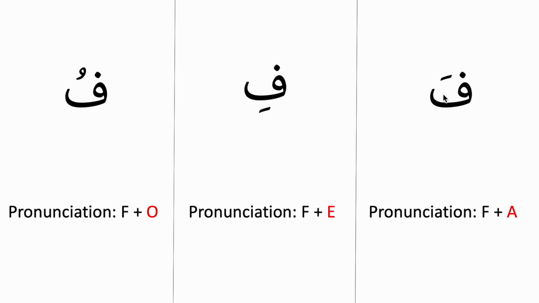Normally we pronounce F as F. But if I add fatha to the F, it will be fa. Okay, what about if I add kasra? I put a dash underneath F. How should I pronounce it? Again, we add E to the pronunciation of the letter. So the pronunciation of F is F. I will add E. So fi.